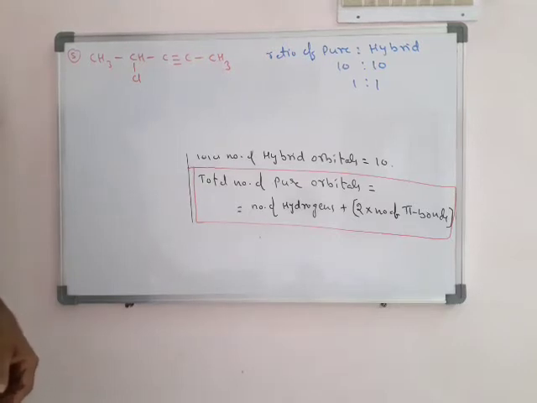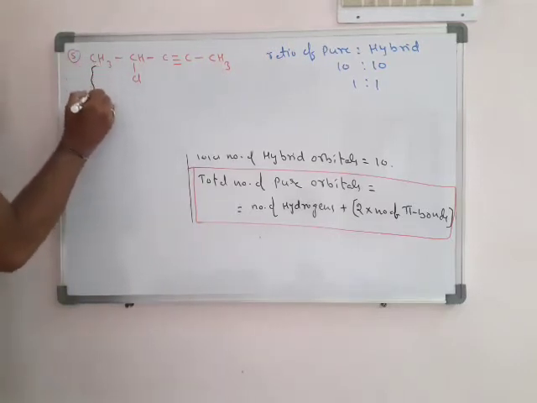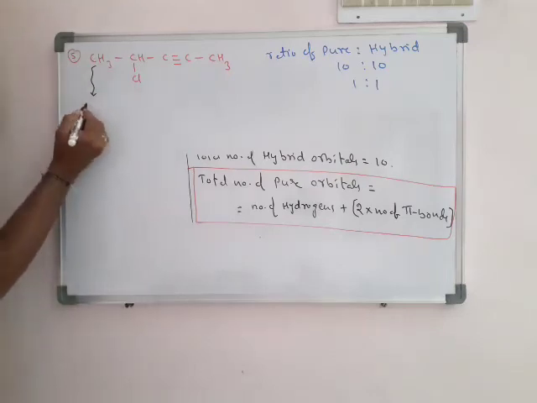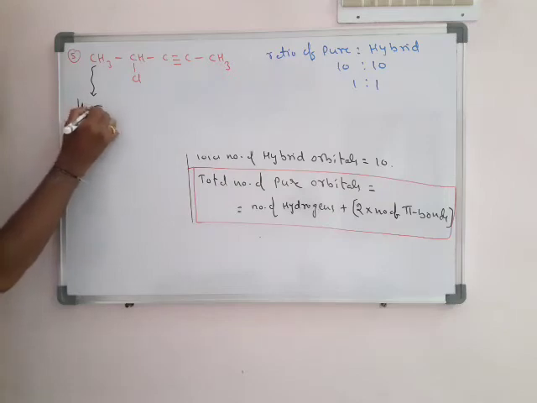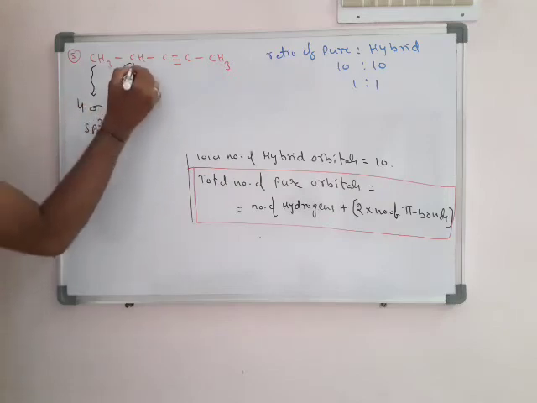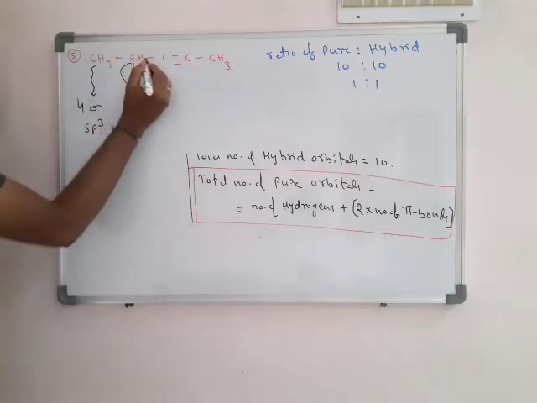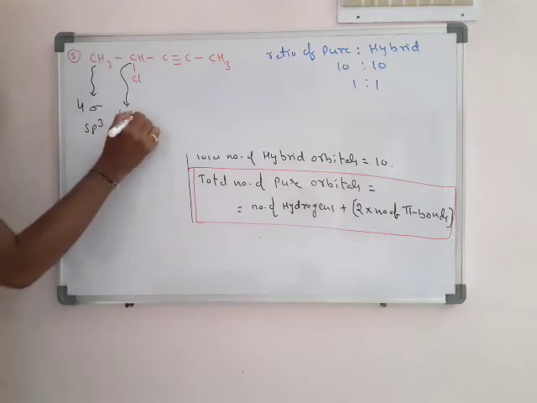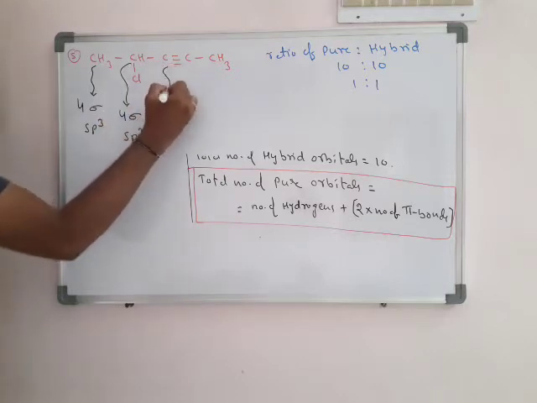Now, what are the hybridizations? What is the number of sigma bonds? 3 hydrogens give 3 sigma bonds, plus 1 sigma bond, so 4 sigmas, that is sp3. Here, how many sigmas? 1, 2, 3. Chlorine also has a sigma bond with it, and hydrogen also puts a sigma bond. Therefore 4 sigmas, sp3.